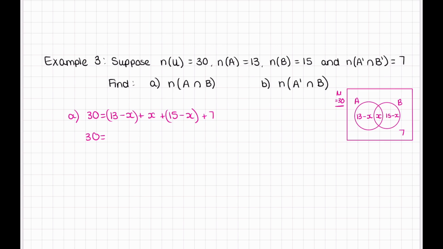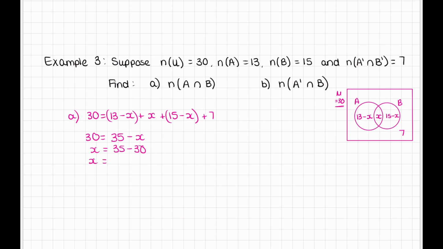So 13 plus 15 plus 7 will give us 35. Minus X minus X will give us minus 2X. And if we rearrange this, we'll end up finding out that X equals 5. So the number in A intersection B, in A and B, equals 5.